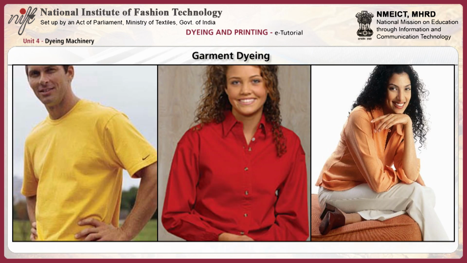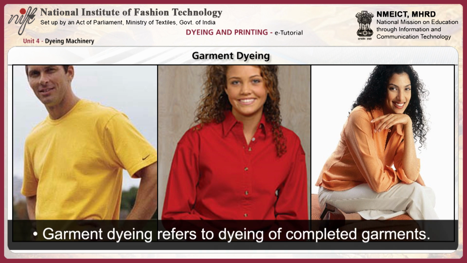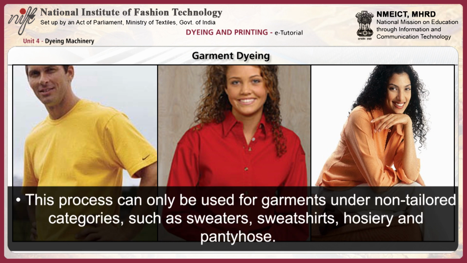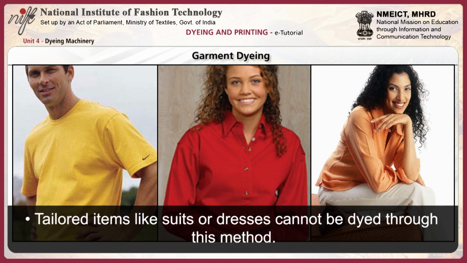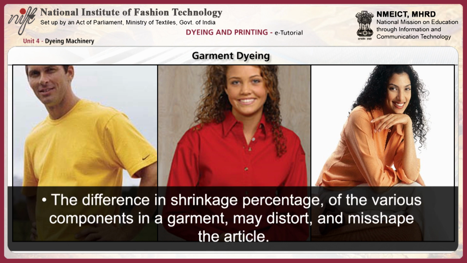Now, we will discuss garment dyeing. Garment dyeing refers to the dyeing of completed garments. This process can only be used for garments under non-tailored categories such as sweaters, sweatshirts, hosieries and pantyhose. Tailored items like suits or dresses cannot be dyed through this method. Here there is one important consideration. The difference in shrinkage percentage of the various components in a garment may distort and misshape the article.